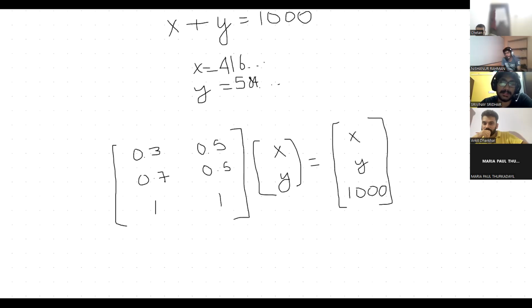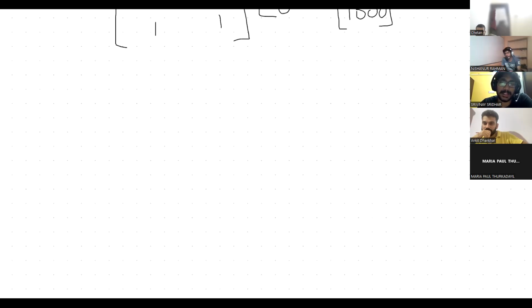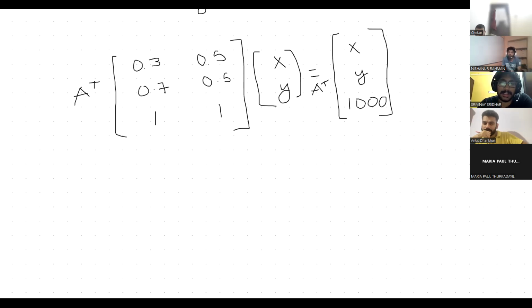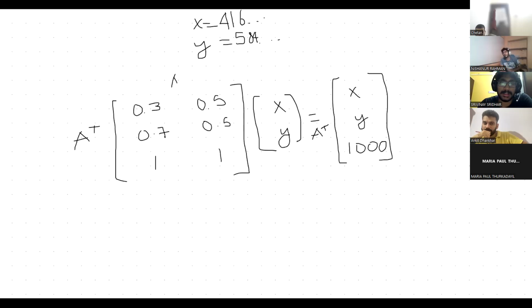Let's see. So if I were to do A transpose A, what would I have to do on the right hand side? Multiply by A transpose, is it? I have to do A transpose here and A transpose here, right? Yeah, both sides. Okay, let's try that. So this is A, this is X. Can I call this A transpose or A inverse?